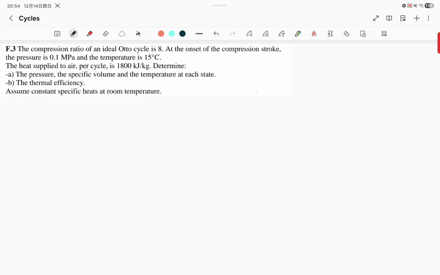Okay, so this is the last type of cycle you will see in Thermodynamics 1, ENGR 251. This is called the Otto cycle. Before we do this type of question, let me summarize the differences of all those cycles we've learned in this course. First of all, we have the Rankine cycle.